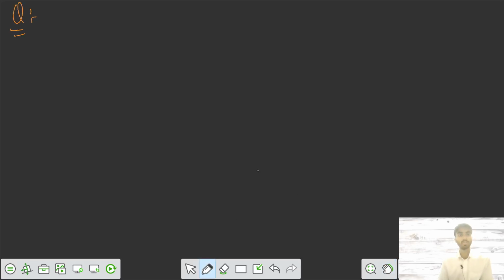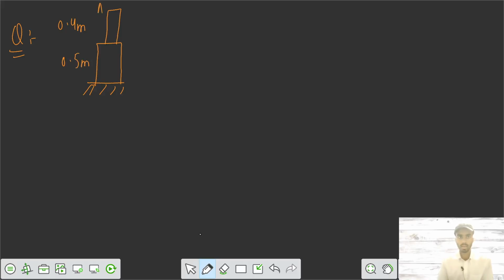Next question. Rod ABC is made of aluminum. Rod ABC, you have a separate bar. This part is 0.4 meter, and this part is 0.5 meter. This is A, B, C.